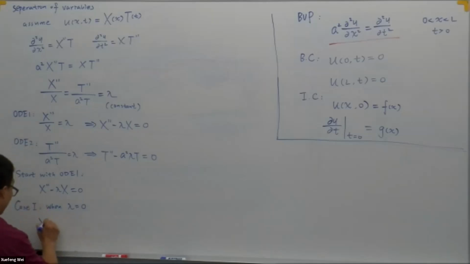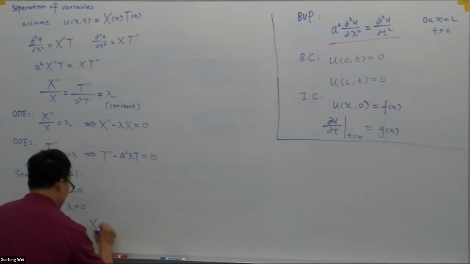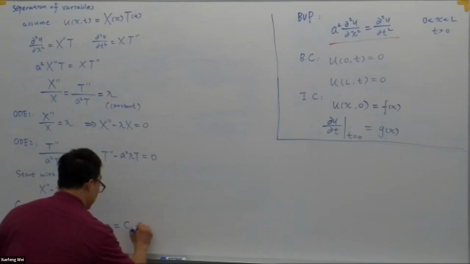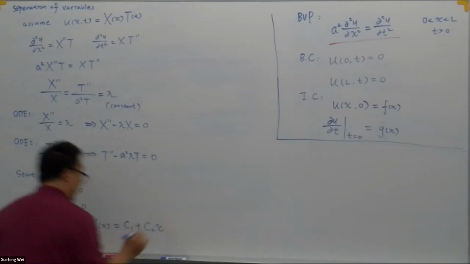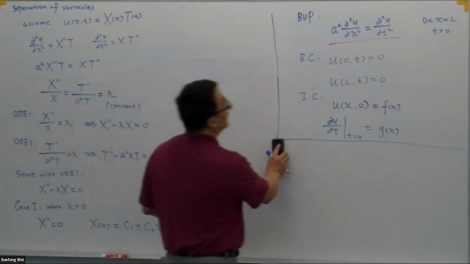So we have x prime equal to 0. Then we have x as a function of x in this case should be equal to, I call c1 plus c2x.